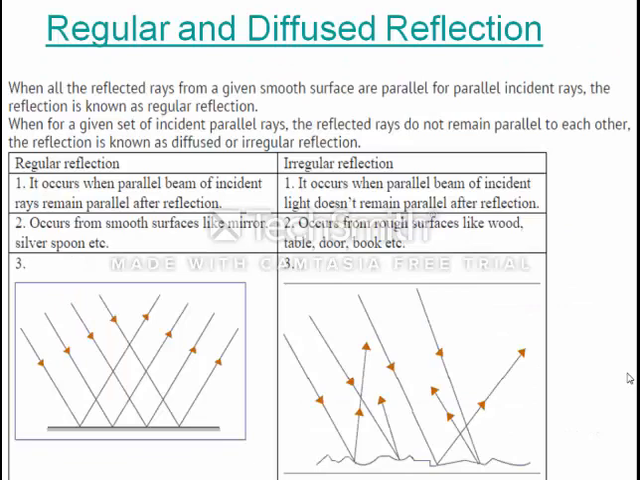Now reflection, when we deal with reflection, is of two types: regular and diffuse reflection, or we can say regular or irregular reflection.